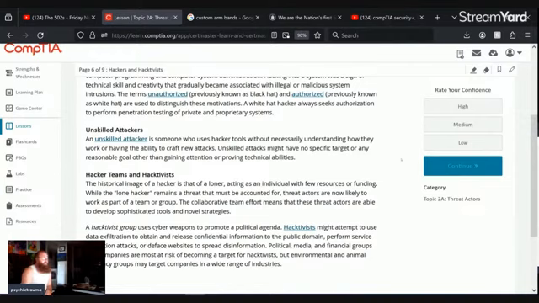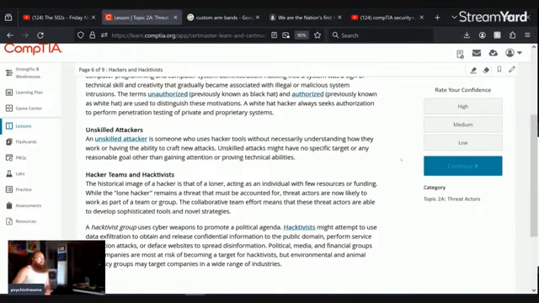Hacker teams and hacktivists. The historical image of a hacker is that of a loner acting as an individual with few resources or funding. While the lone hacker remains a threat that must be accounted for, the threat actors are now likely to work as part of a team or group. The collaborative team effort means that these threat actors are able to develop sophisticated tools and novel strategies.